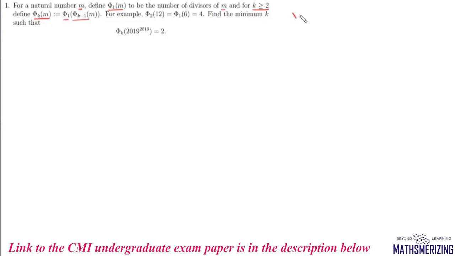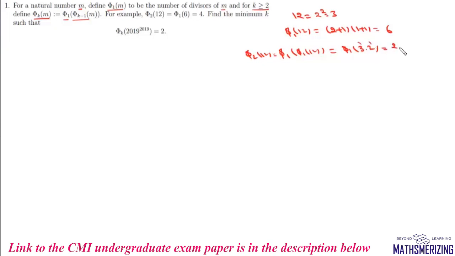So we'll take 12, we can write 12 as 2 square into 3, then the number of divisors of 12 is 2 plus 1 and 1 plus 1, which is 6. Now we'll write phi 1 of phi 1 of 12, and this is phi 2 of 12. So here it will be phi 1 of 6, which is 3 into 2, and the power of each is 1 here. So it will be 2 into 2 and that should be 4. So this is how we'll find this phi k of m.